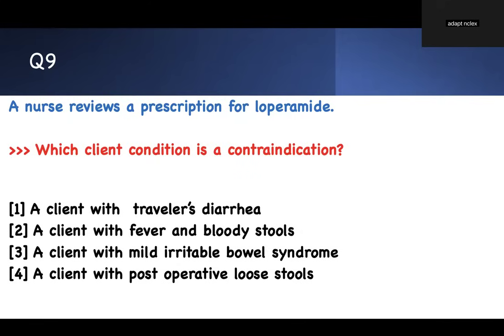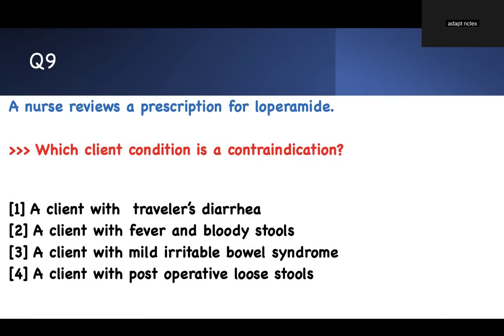You see, I take the buzzword and I use it to answer the question by saying this diarrhea medication is going to cause constipation. Therefore, if you're already constipated, I'm not going to give it to you. Is that right? That's the way. Or certain conditions should not get it. A client with traveler's diarrhea, you're having diarrhea, I can make you constipated by giving you loperamide.